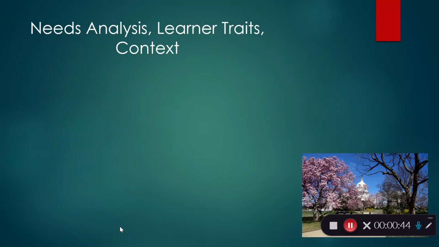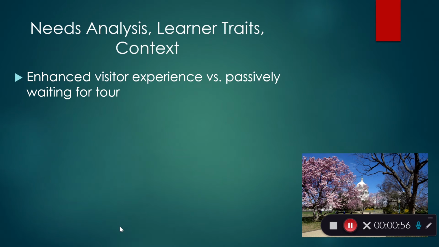One of the things we need to look at as instructional designers is the needs analysis, the learner traits, and the context. In an informal learning experience, some of these can be challenging. In this particular case, the needs are that right now visitors come to the Capitol Visitor Center, the CVC, and they passively wait for their tour. They do not take full advantage of a number of educational or cultural opportunities that exist within the CVC.